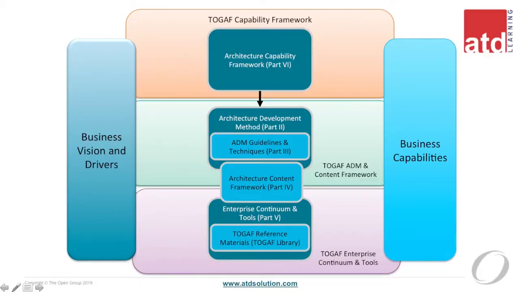So what is TOGAF in a nutshell? I think this slide summarizes that. The first on the left is business vision and driver. This is the input to the enterprise architecture. The middle part is where the enterprise architecture framework is processing it. And then the right-hand side, business capability, is the ready-made output. So business capability is what the enterprise architecture delivers. Enterprise architecture does not deliver systems, but they deliver capability.